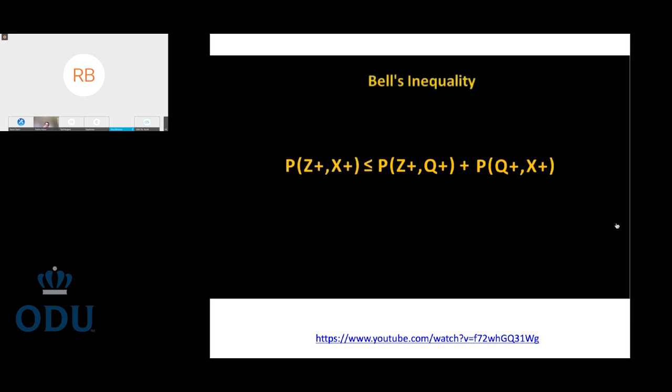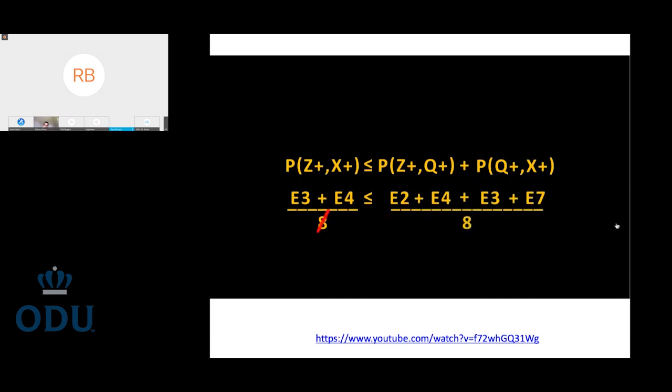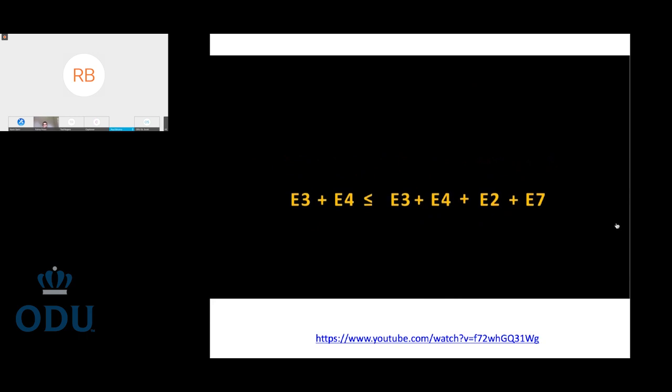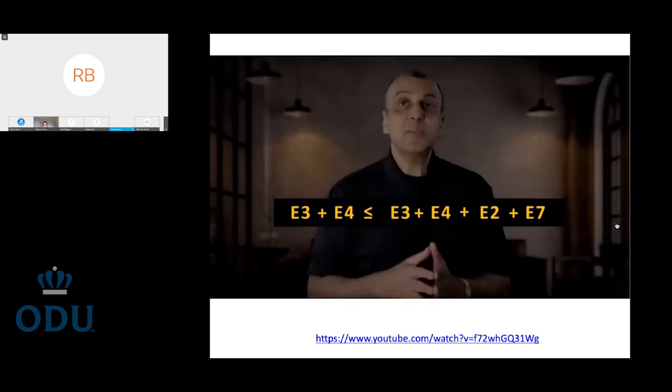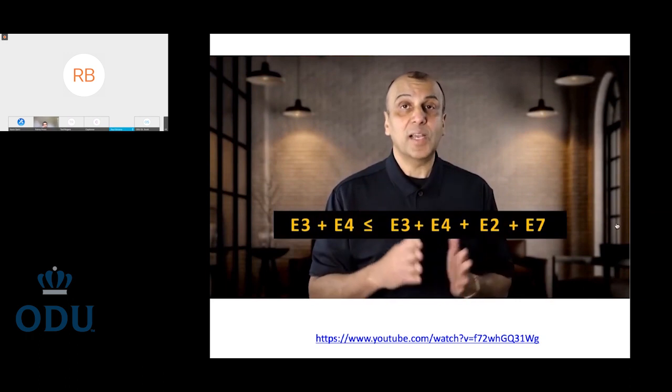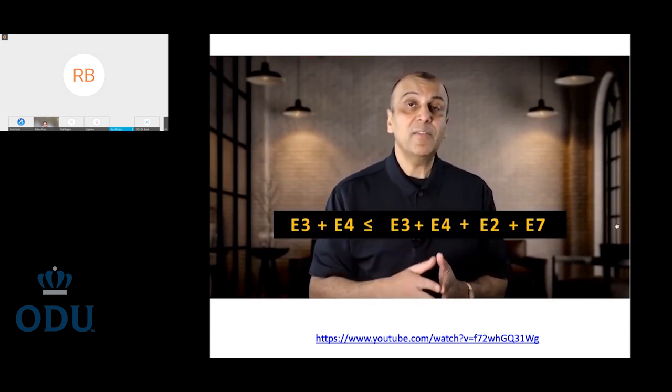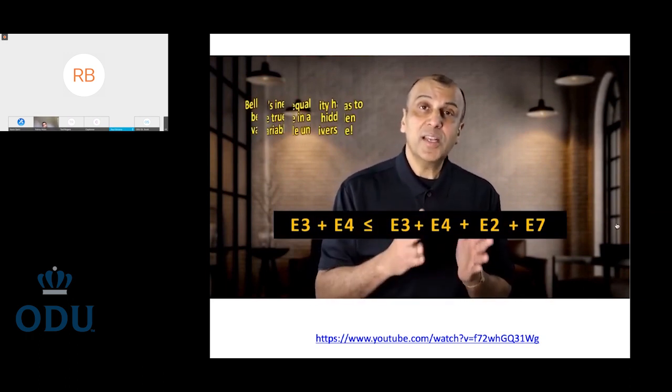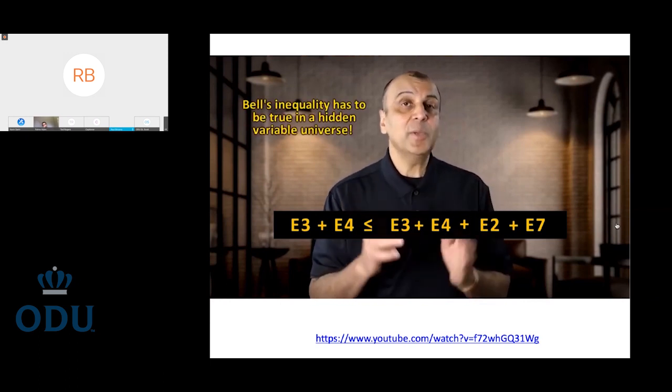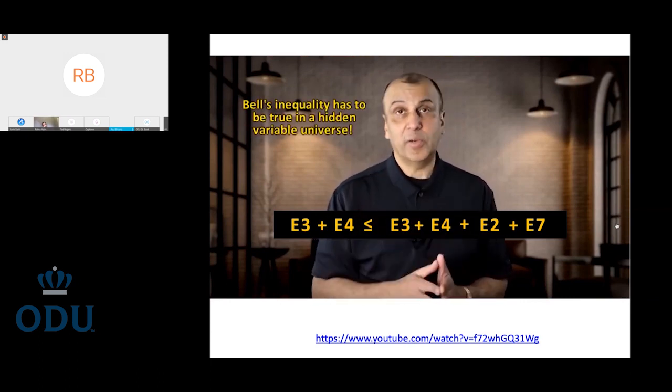Now I can prove this is true by doing simple math. E3 plus E4 divided by 8 is equal to E2 plus E4 plus E3 plus E7 divided by 8. The 8's cancel out and we rearrange the order of addition and we're left with this. E3 plus E4 is less than or equal to E3 plus E4 plus E2 plus E7. This makes total sense because E3 and E4 are on both sides of the equation, and E2 and E7 have to be positive. So this inequality absolutely has to be true for any hidden variables theory to be true.